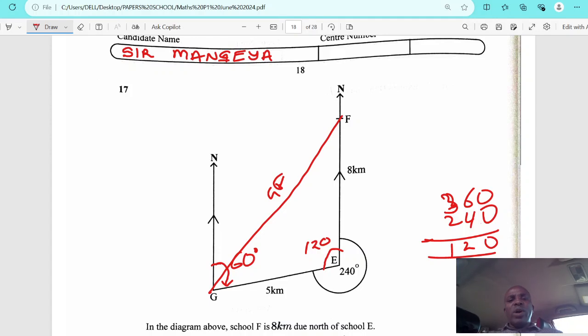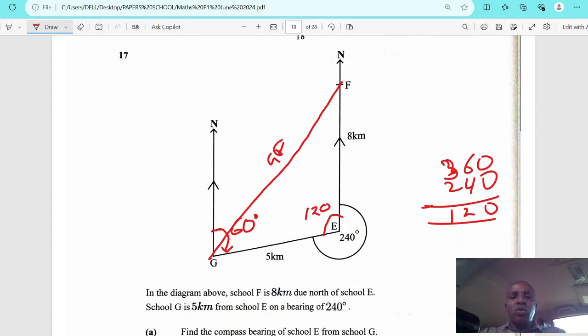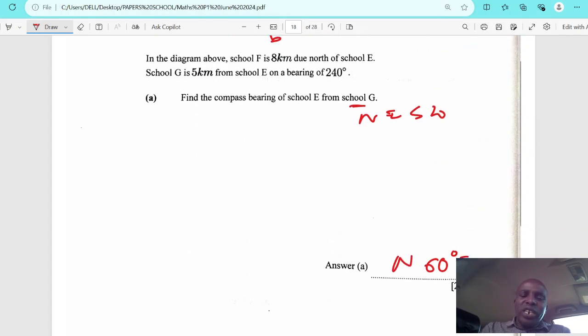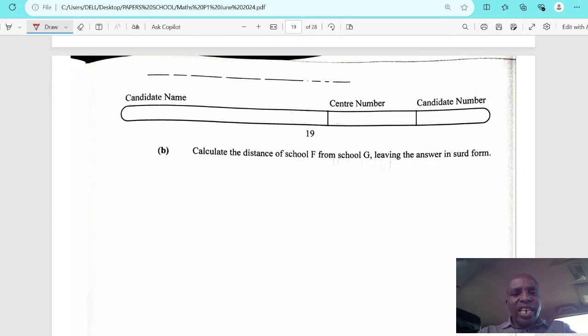Right. We have 8 kilometers, 5 kilometers, and the angle between them is 120. So you can simply use the cosine rule, where B and C are 8 and 5, and this one is my A, which is GF, and the angle is 120. So I can say A squared equals B squared plus C squared minus 2BC cos A.